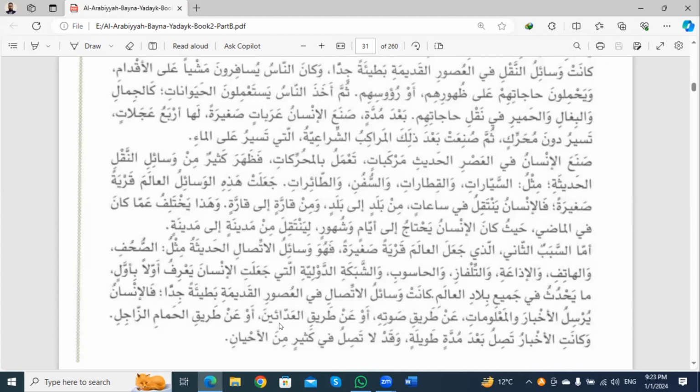And now we have أو عن طريق الحمام الزاجل, and through the carrier pigeon. Hammam means pigeon, and azajil means carrier. In the past, people used to tie a letter to the feet of a pigeon, then fly the pigeon to the place they mentioned. Like this, they were sending their messages.